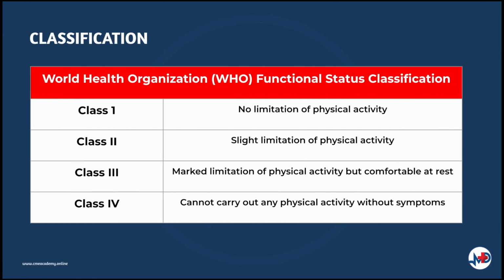There is a classification for the assessment of functional status of patients with pulmonary hypertension created by the World Health Organization. Class 1 describes that there is no limitation to physical activity. Class 2 is for those with slight limitation of physical activity, and when patients have marked limitation of physical activity but are still comfortable at rest, they are labeled as Class 3, and Class 4 is reserved for patients who cannot carry out any physical activity without symptoms.